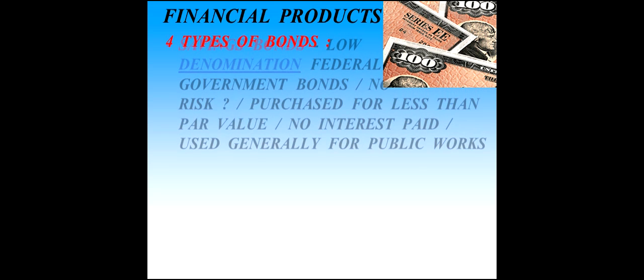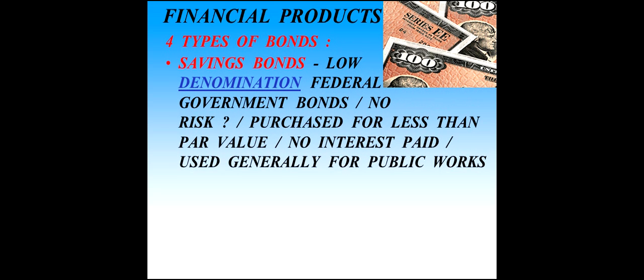Now let's take a look at the types of bonds. There are four types of bonds. Three of the four types are government-issued bonds, and then there's the corporate bond. We'll start with the government-issued bonds. The first one I'd like to talk about is actually a bond that you may be familiar with. It's called a savings bond.